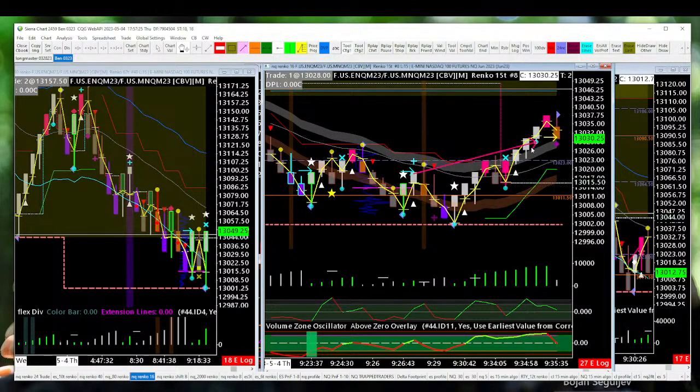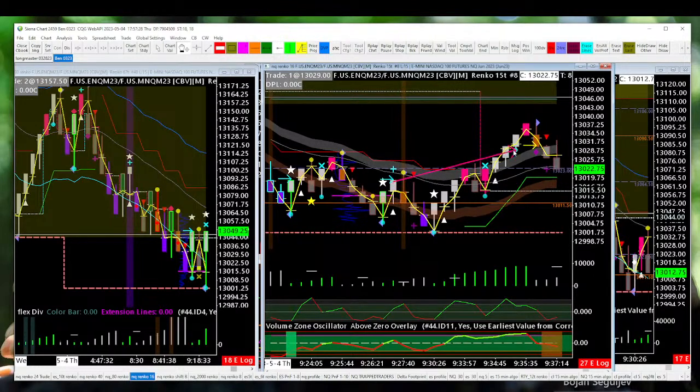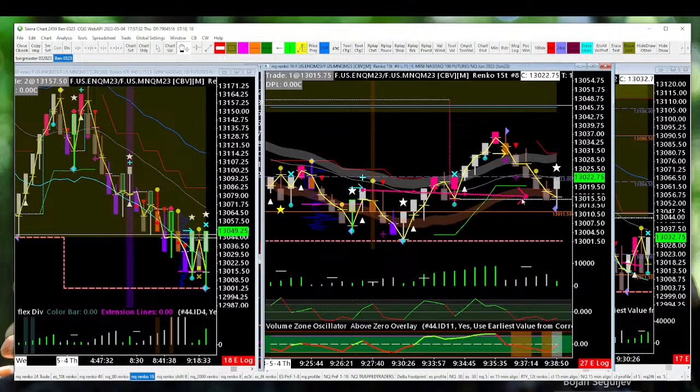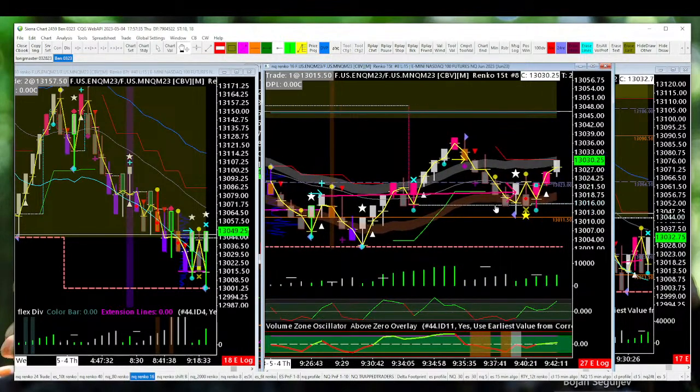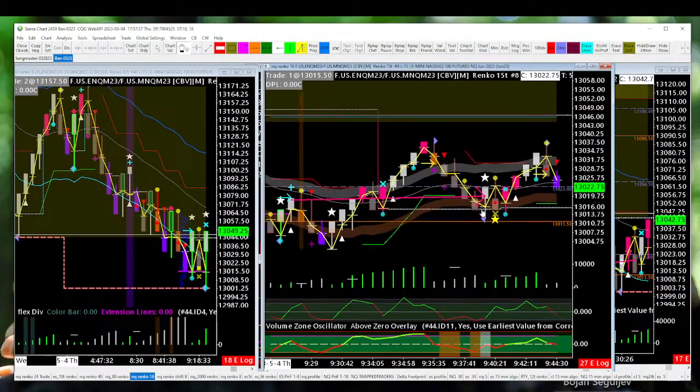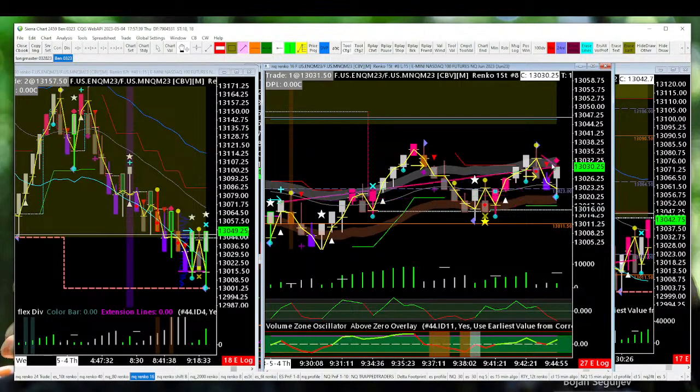I don't want to be getting long here, right? But if it sets up down here by the dotted line, that's all good. Like that's a buy, right? Are they all going to work? No, but many of them will. That's a buy.